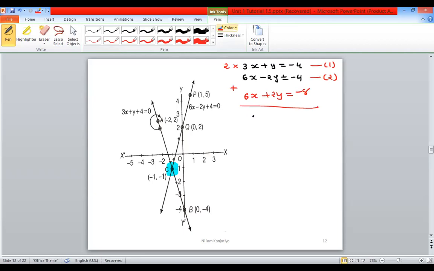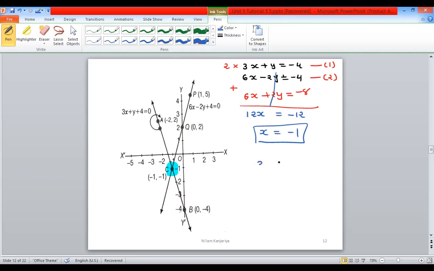6 plus 6, 12. The x is cancelled. 8 and 4, 12. So x is equal to -1. This is your first intersecting point. Put the x value in any equation.